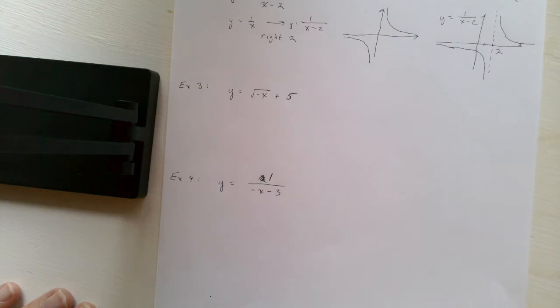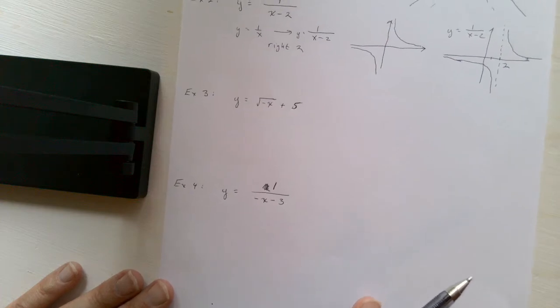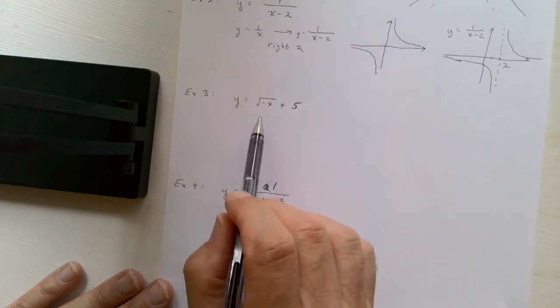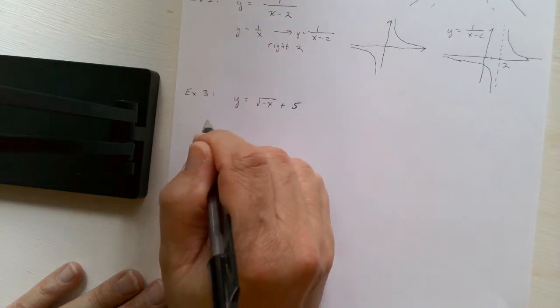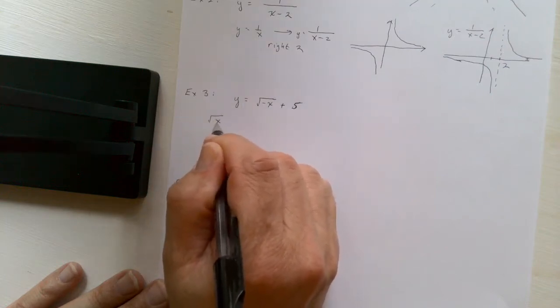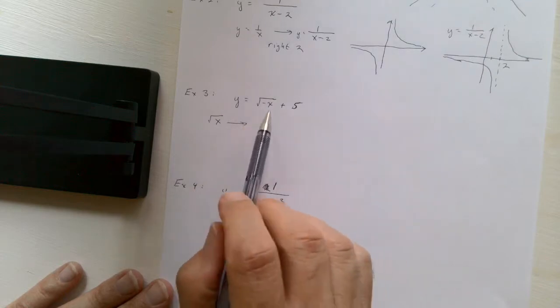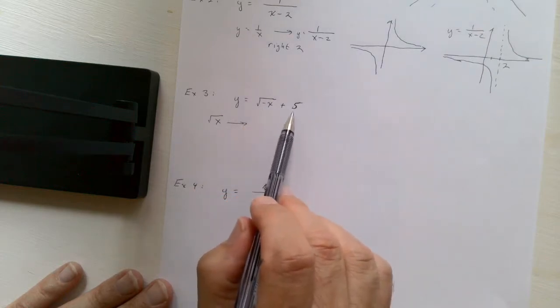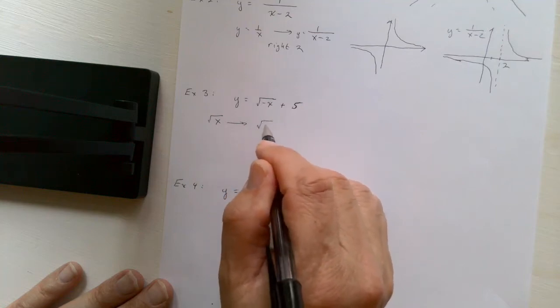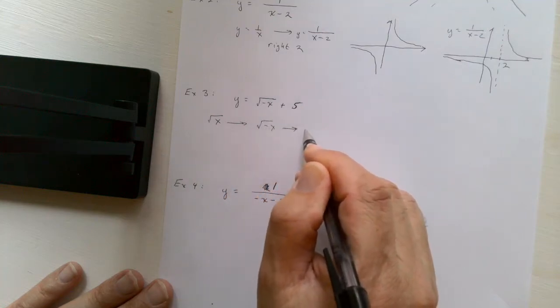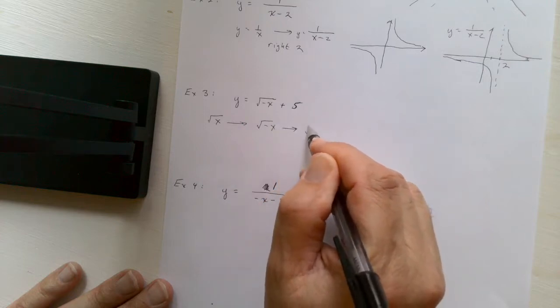Okay, so let's look at example 3. Here, what basic function do we want to start with? Probably the square root of x. And then we have the minus sign. We have this 5, but we're going to save the 5 for the end. So we're first going to replace x with minus x, and then add 5 to it.